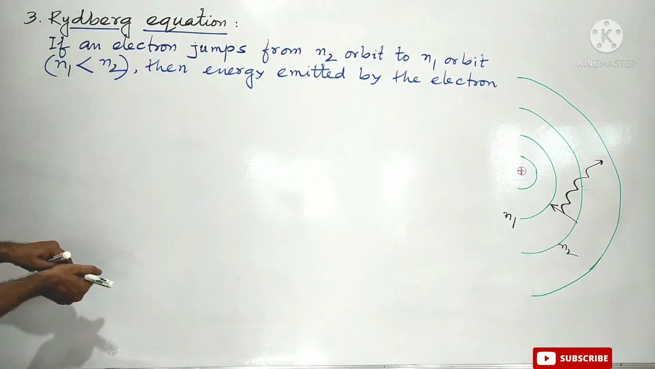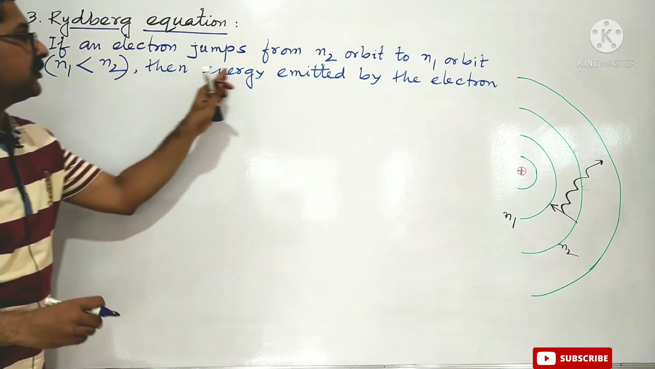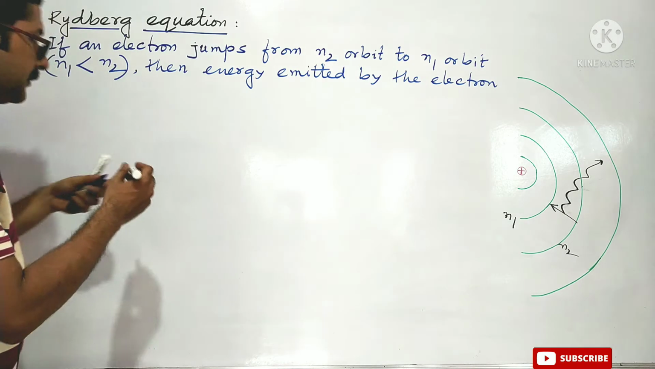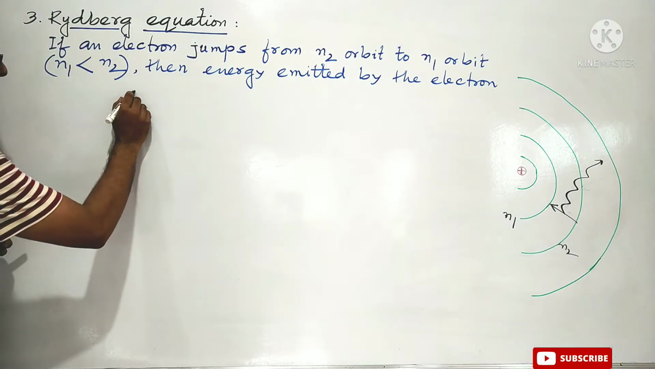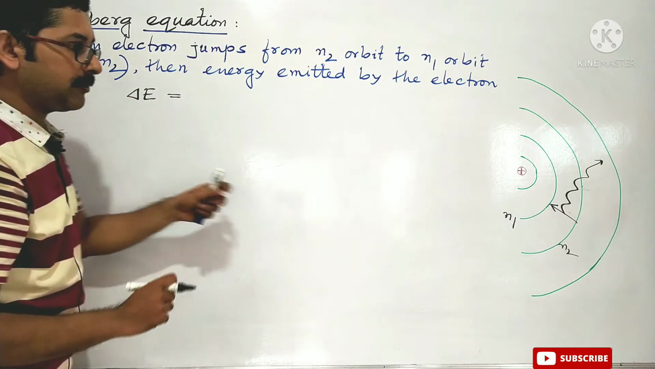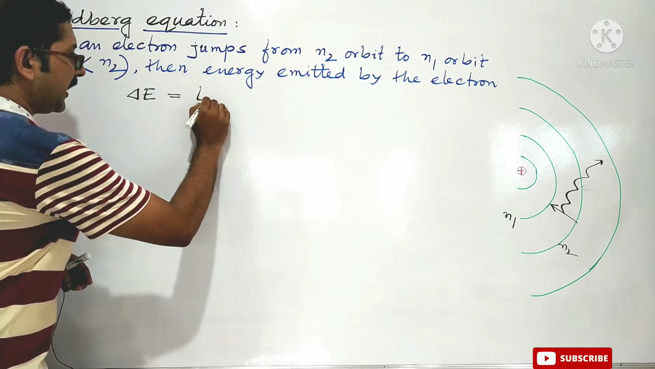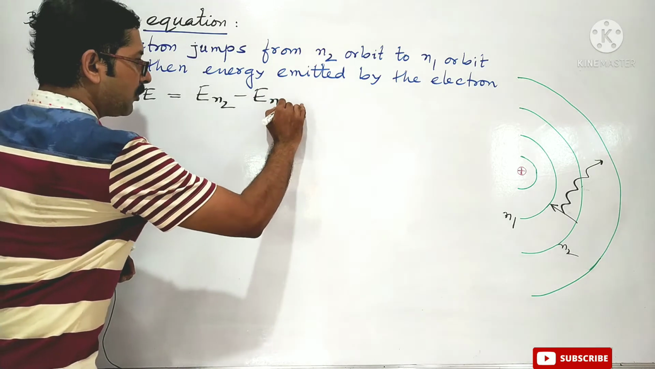So we can write, if an electron jumps from N2 orbit to N1 orbit, the energy emitted by the electron, we can write the energy as delta E. This delta E will be the energy difference between the N2 orbit and N1 orbit. So we can write energy of N2 orbit minus energy of N1 orbit.